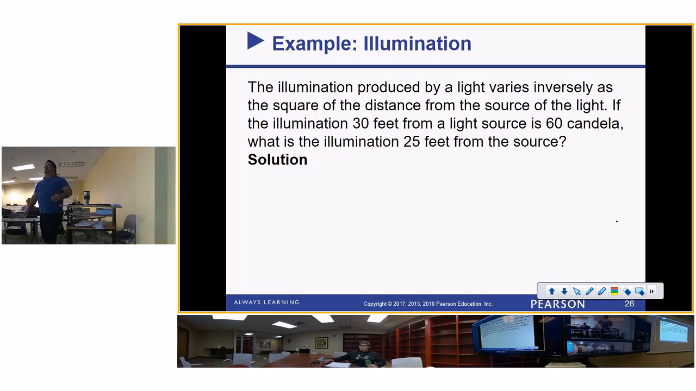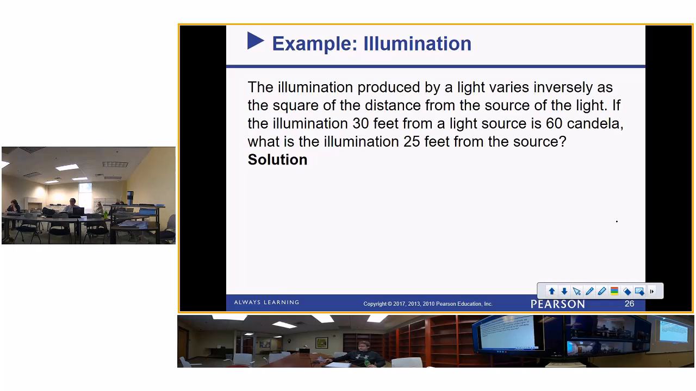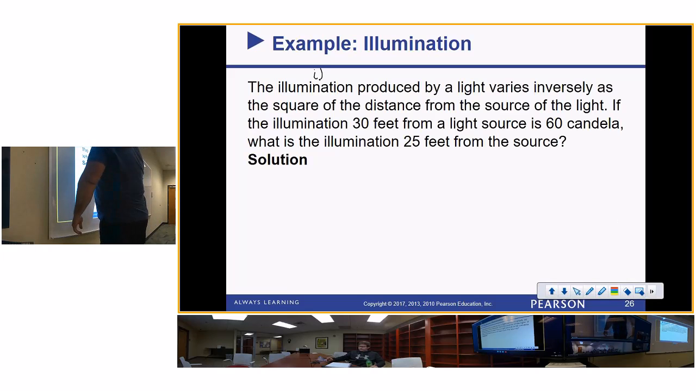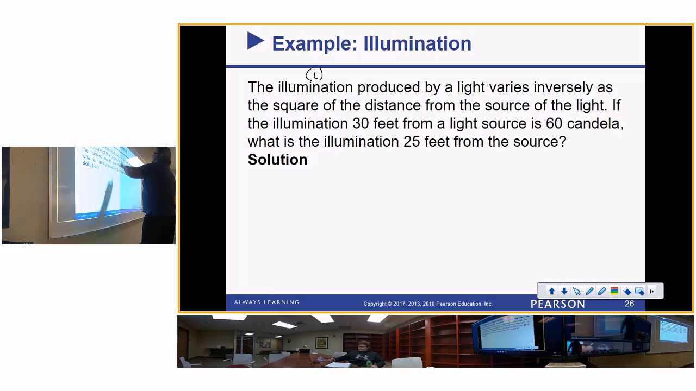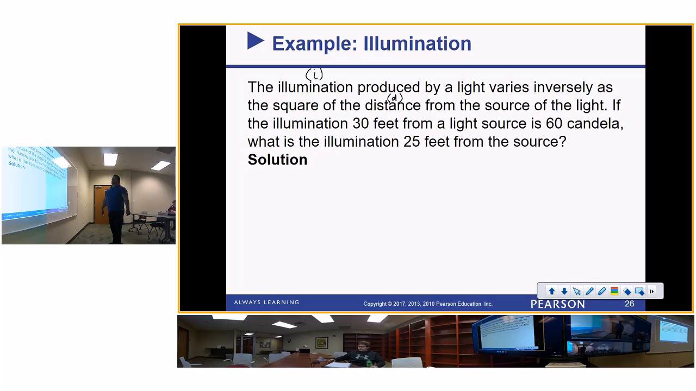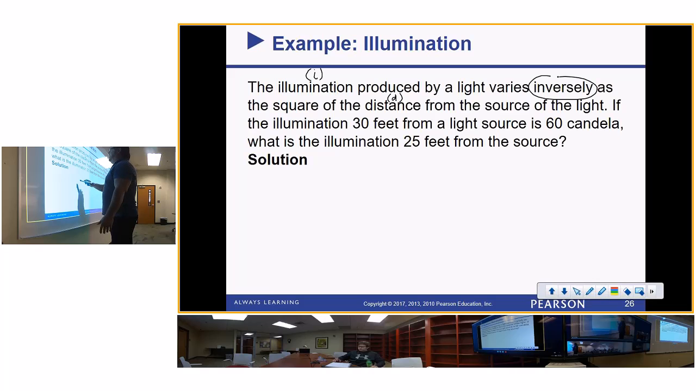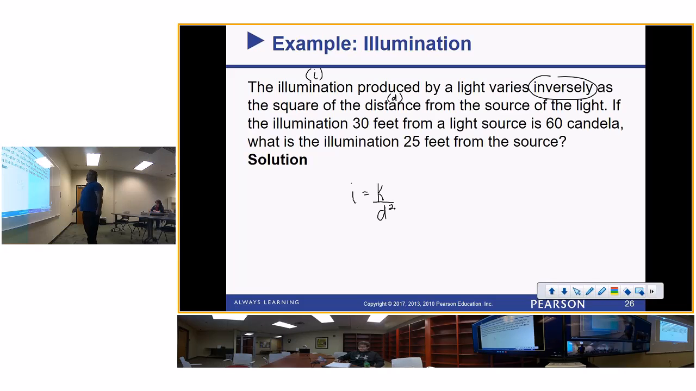So I don't know what variables they're going to use because usually they tell you the illumination produced. So I'm going to call this I. And I'm going to call this, of course, what is distance in all of your sciences? D. So I'm going to rewrite this using the varies inversely. I is equal to K times over D squared.